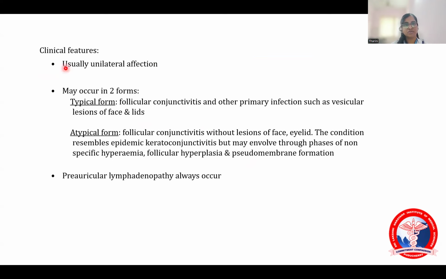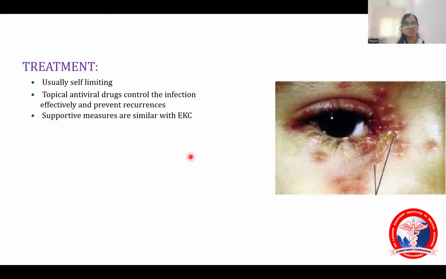The clinical features of acute herpetic infection include: usually it is unilateral. It can occur in two forms. The typical form is follicular conjunctivitis, and it may be associated with a vesicular lesion in the face and lids. The atypical form is follicular conjunctivitis without any lesion in the face or eyelid. The condition resembles epidemic keratoconjunctivitis, but may evolve through phases of non-specific hyperemia, follicular hyperplasia, and pseudomembrane formation. Preauricular lymphadenopathy always occurs.